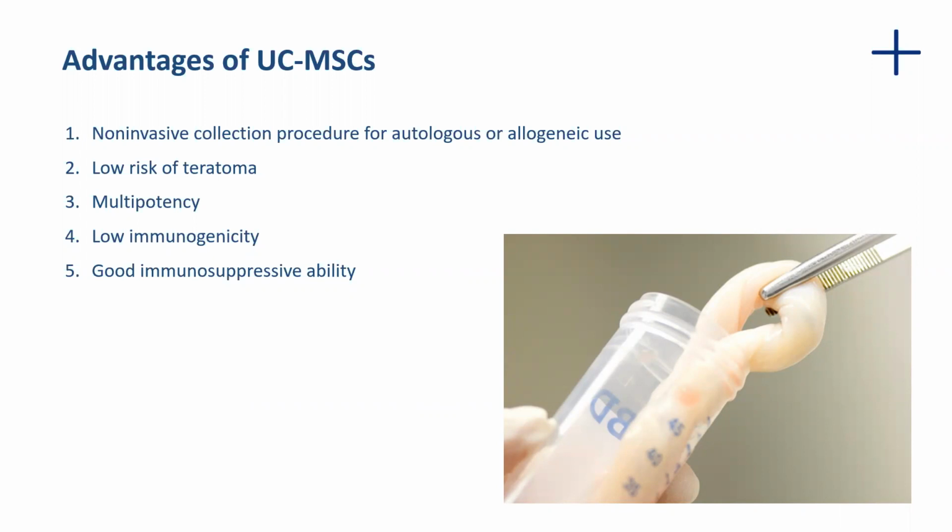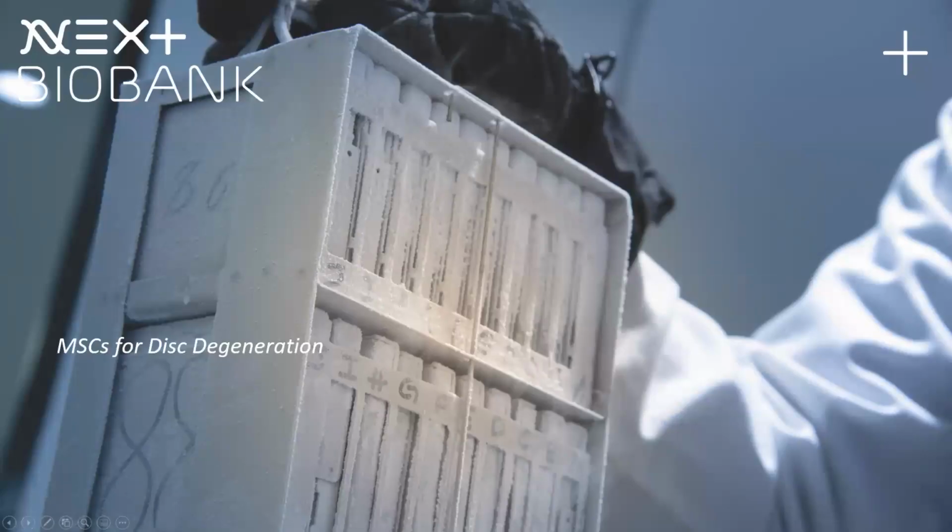So with these aforementioned properties and advantages, umbilical cord mesenchymal stem cells are of huge therapeutic interest because they represent a population of cells with the potential to treat a wide range of acute and degenerative diseases. So I'll now pass over to Yvonne, who will take you through a couple of trials. Thanks, Yvonne.